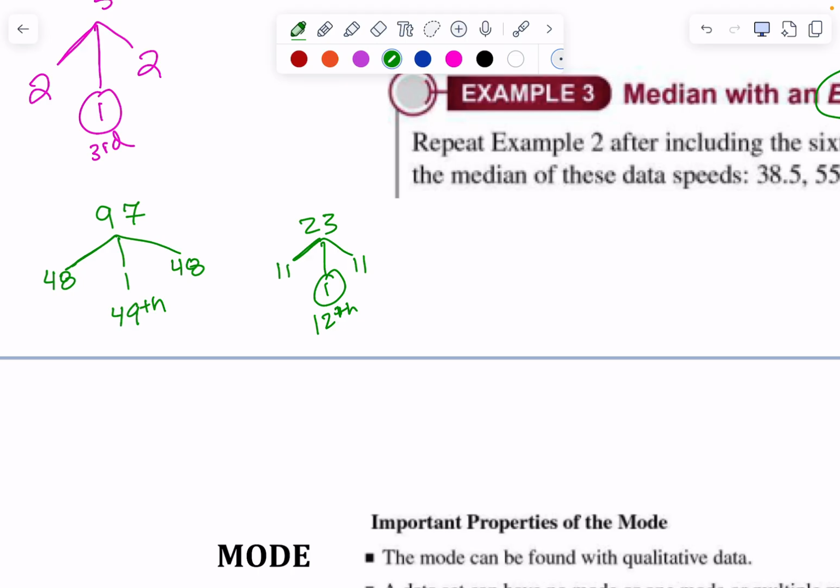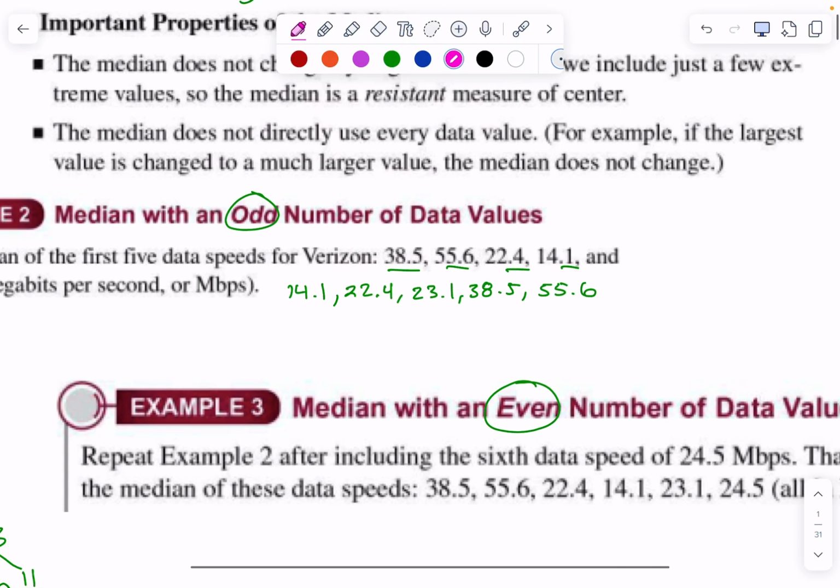Okay? So find that middle number. It will be the 12th number from either side, right? Way faster to figure it out that way. All right, so my middle number here is 23.1. That is my median.